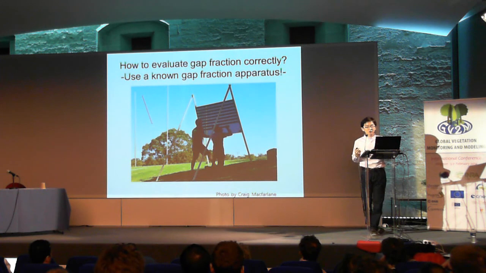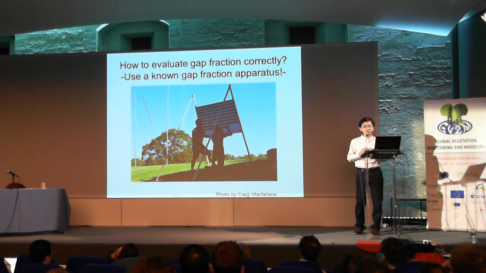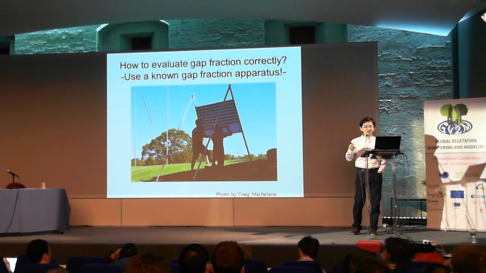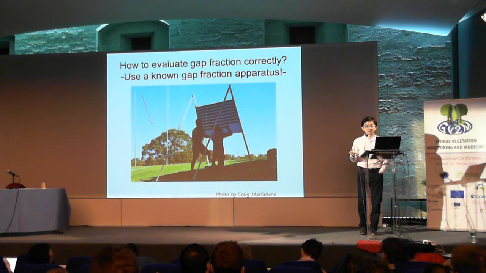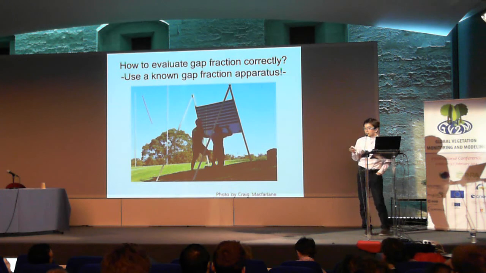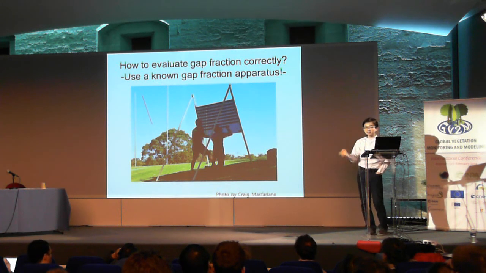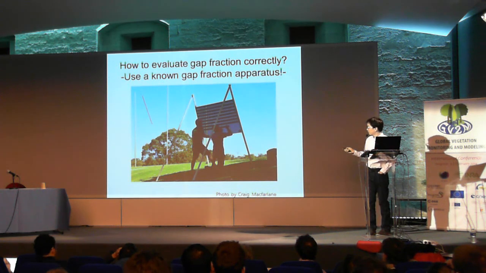So we compared JPEG versus raw image processing to quantify gap fraction. To do that, we need some reference data. People have used LAI from litter or from an elementary equation as ground truth data, but in reality it has a lot of uncertainty. Even bias could be included there. So we use an apparatus. This is an aluminum plate, perforated, so we know the exact amount of the gap size.